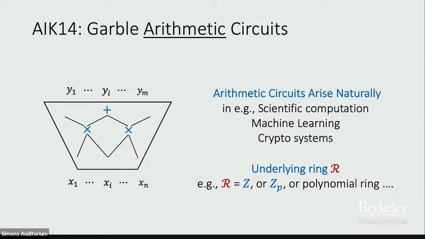For example, in scientific computation, in machine learning, in cryptosystems, and for different applications that we might care about, there is a different underlying ring we do those arithmetic operations in. We're going to primarily focus in this talk on the ring of the integers, integer computation, and the ring Zp for any modulus p. But you could really consider anything. You can consider the polynomial ring as well, or anything else.